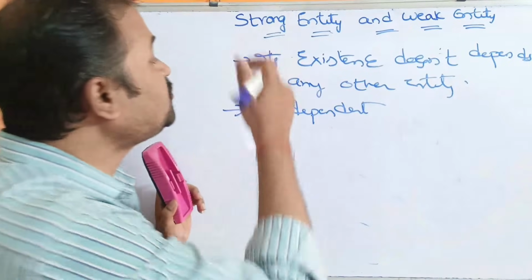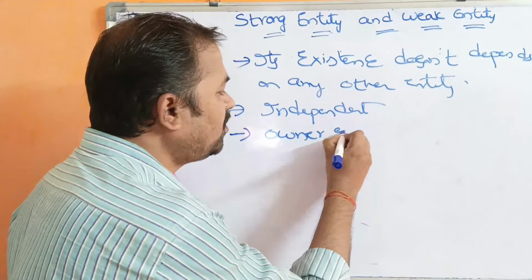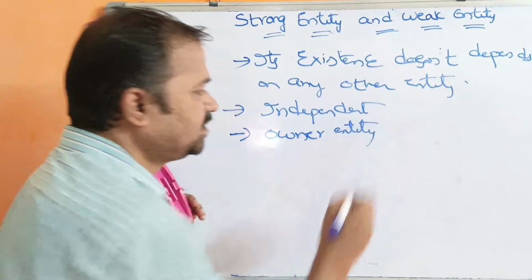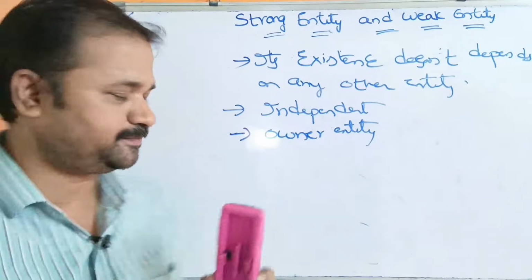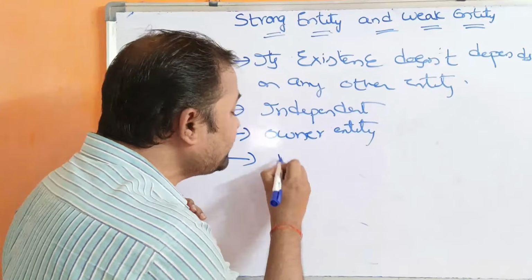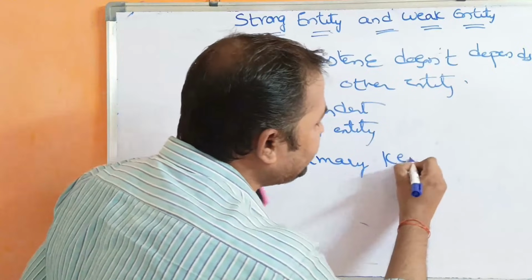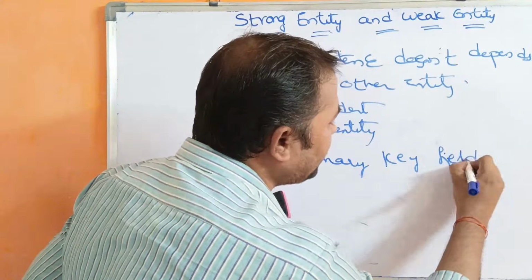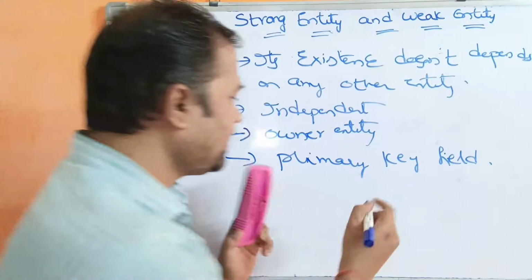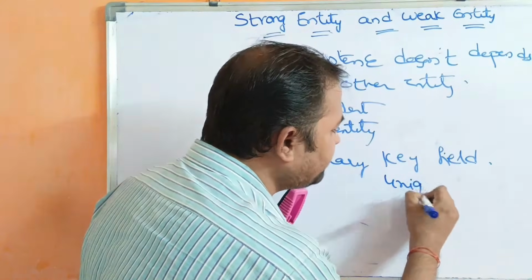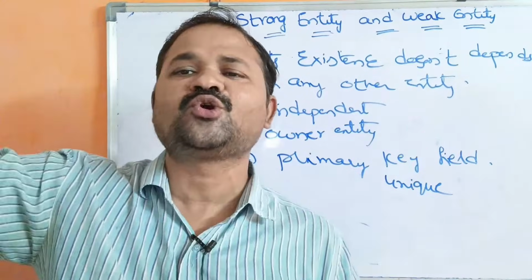A strong entity can also be called an owner entity. A strong entity always uses a key field, and that key is the primary key. We know about primary key: it is unique as well as not null. The primary key is mainly useful to identify a particular row in the table.